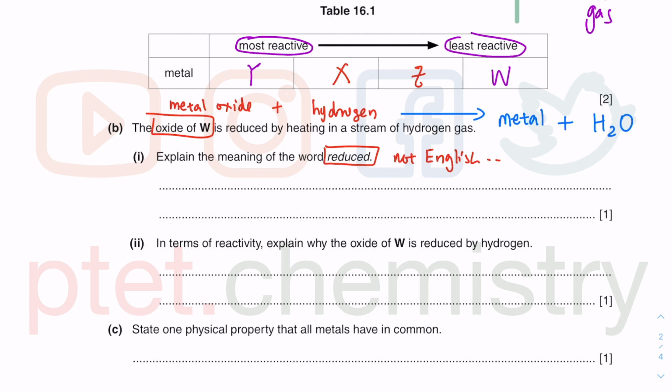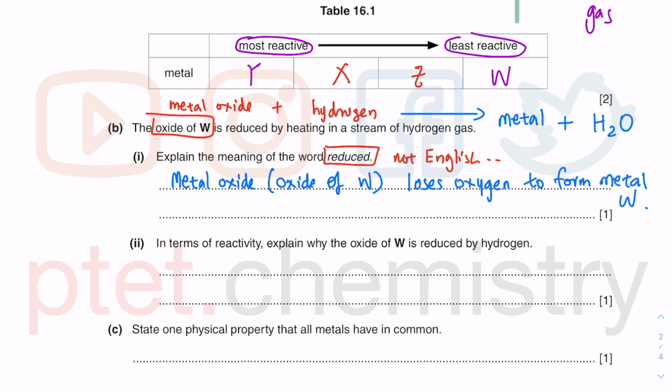So yes, the metal oxide, which is basically the oxide of W, loses oxygen to form metal W. So the oxide of W is a compound. Metal W is the element. Loss of oxygen is what you call reduction. That is part of the year 10 redox topic, and that is the meaning of the word reduce here, not the English word, but the proper chemistry term.